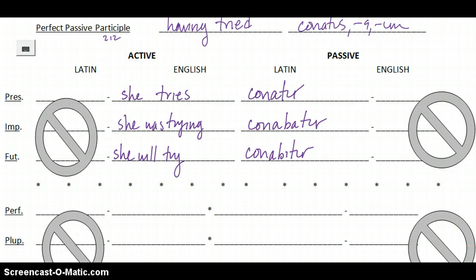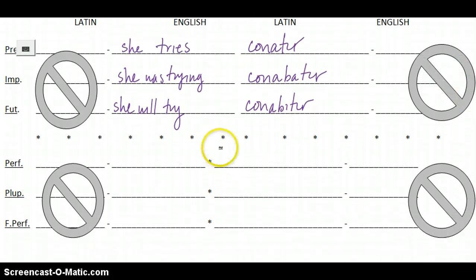Once I get below the dotted line, I'm changing my stem. Now, we know in this bottom right-hand corner we're using the fourth principal part for normal words. For deponents, it doesn't have one, so we have to use the third principal part. The meaning of the perfect is just simple past tense, she tried.